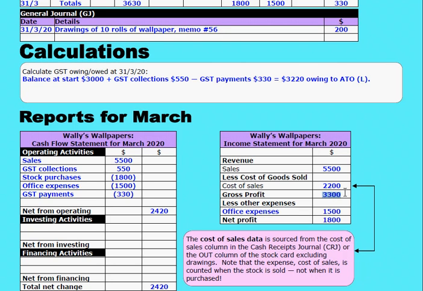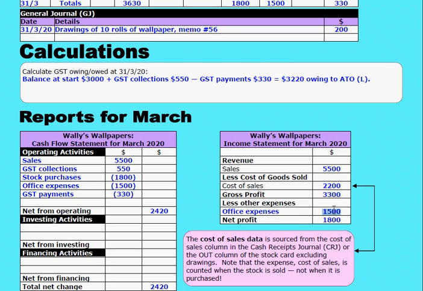This term gross profit only exists in a trading business. And then you take away the other expenses, which in this case was office expenses, $1,500, to determine the final profit, which is called net profit, $1,800 in this particular case. So the presentation of the income statement in a trading business is different. Sales, not fees, not takings, less cost of goods sold. And then you list the major expense, which is cost of sales, $2,200, to determine the gross profit, $3,300.